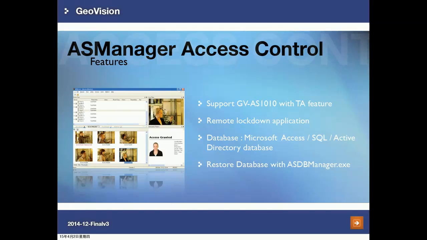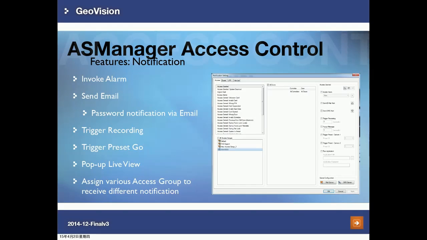ASManager also supports our GVAS1010 reader, which has built-in TA functions. We also have the remote lockdown application where users can use it to lock down all the doors in case of emergencies. We also support 3 types of database: Microsoft Access, SQL database, and Windows Active Directory. In case of database corruption, users can use ASDBmanager, which is found inside the access control folder, to restore their database or even repair.